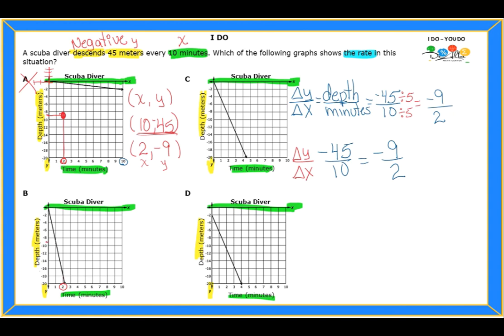So I'm going to go up and across. What do you notice? It's still not on the line, right? So it cannot be letter B.